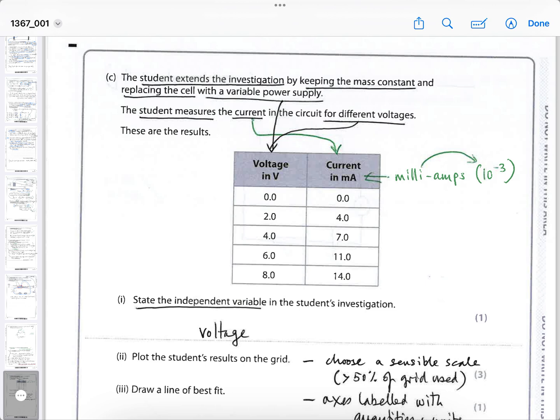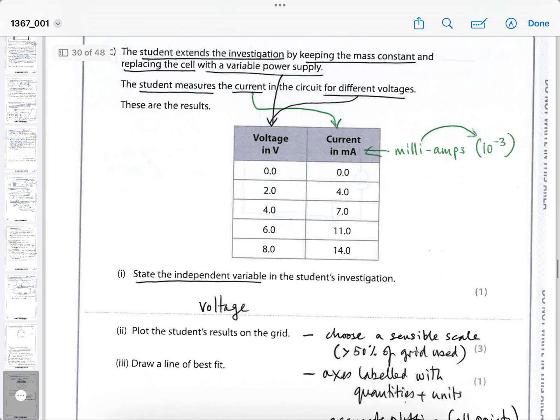State the independent variable. The independent variable is usually the first thing in a table. It's the thing that you control, you change, you vary, and that's the voltage. Okay, when you change the voltage, it changes the current. So in other words, the voltage controls the current, the current depends on the voltage, so the current is the dependent variable.